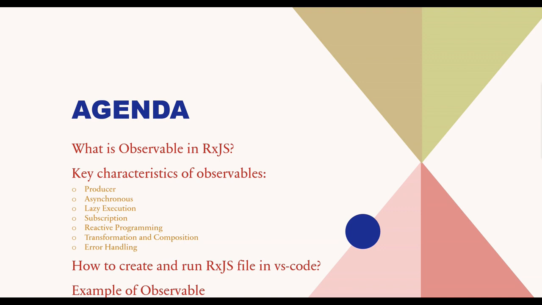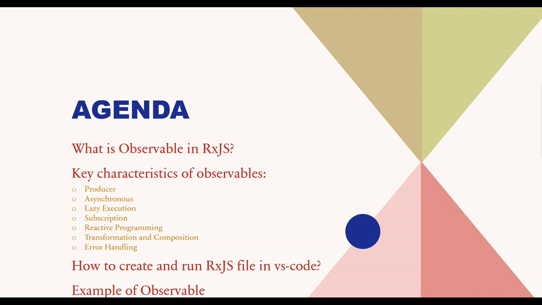So now what is observable? Observable is an object that represents a stream of values or events over time. It's a central concept in reactive programming and is the core building block of the RxJS library. By using observables, we can build reactive and asynchronous applications that are more readable, maintainable, and efficient.